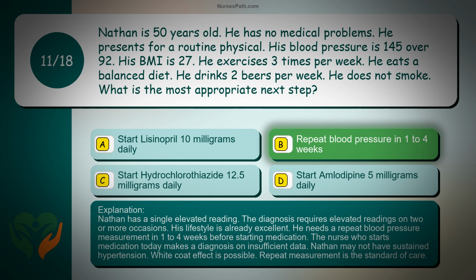The nurse who starts medication today makes a diagnosis on insufficient data. Nathan may not have sustained hypertension. White coat effect is possible. Repeat measurement is the standard of care.